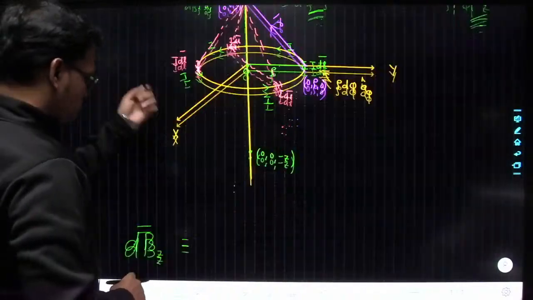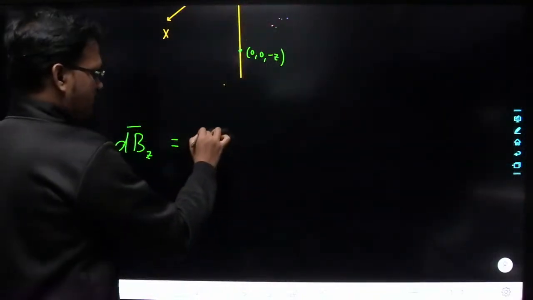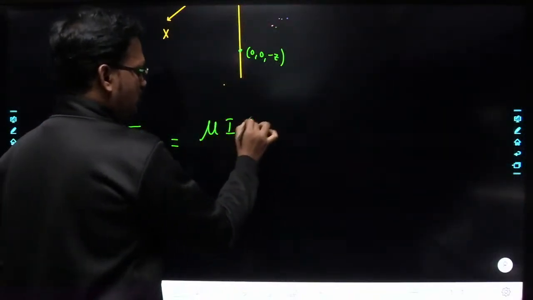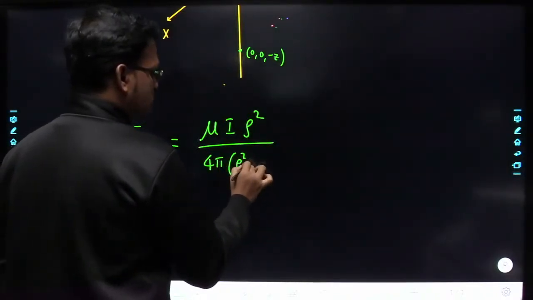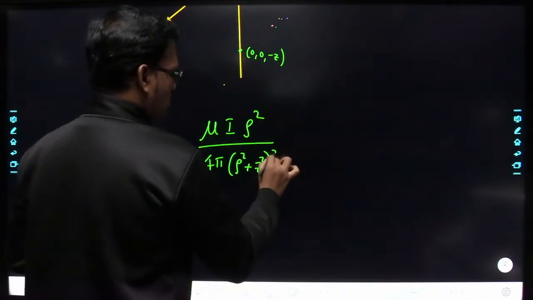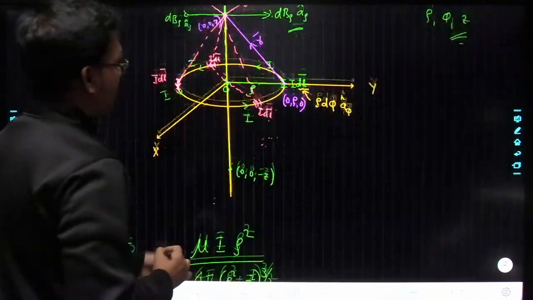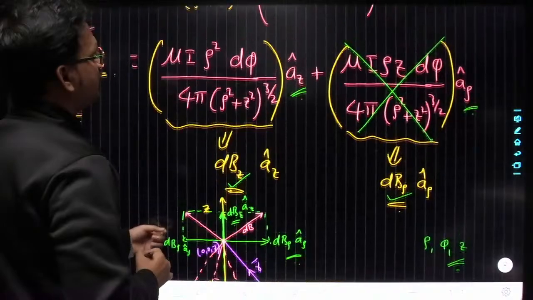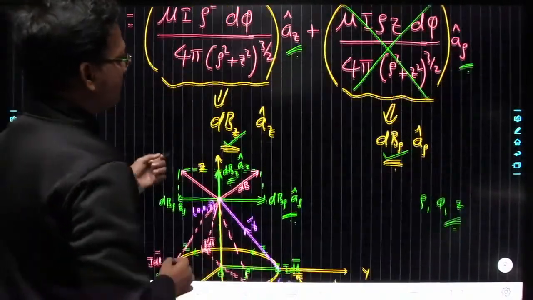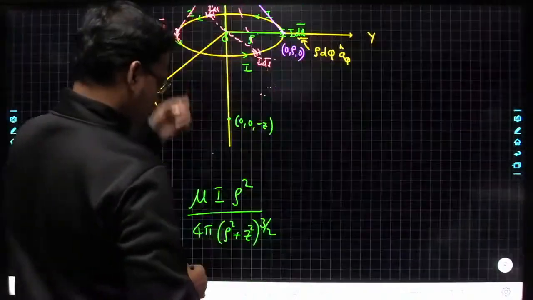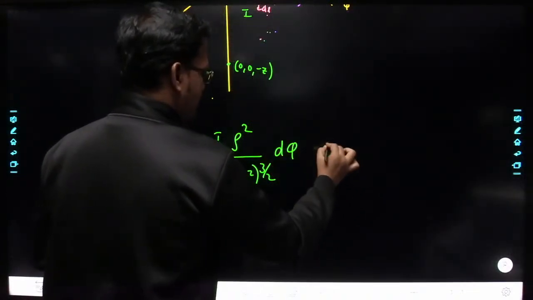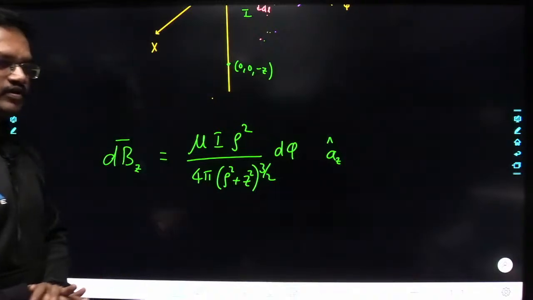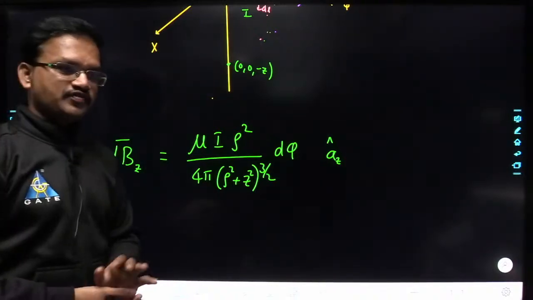So mu I rho square by 4 pi into rho square plus Z square whole to the power of 3 by 2, into d phi az cap. So this is the only component that will be left out. All the rho components will get cancelled.